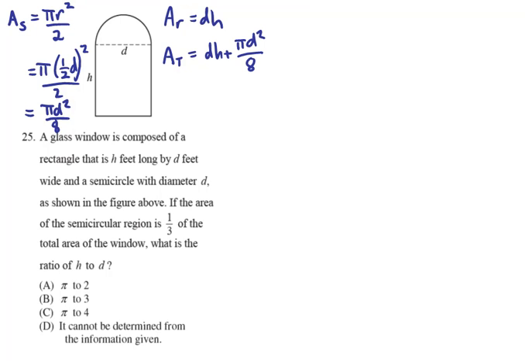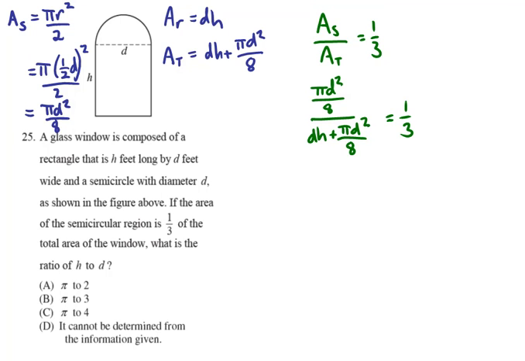And now we're ready to construct our equation. We know that the area of the semicircular region is 1/3 the total area of the window. And so we would get A_S over A_T is equal to 1/3. And substituting in, we get pi d squared over 8, all divided by dh plus pi d squared over 8, is equal to 1/3. Now I may like to multiply the large fraction top and bottom by 8. And that would yield pi d squared in the numerator and 8dh plus pi d squared in the denominator. And we set that equal to 1/3.